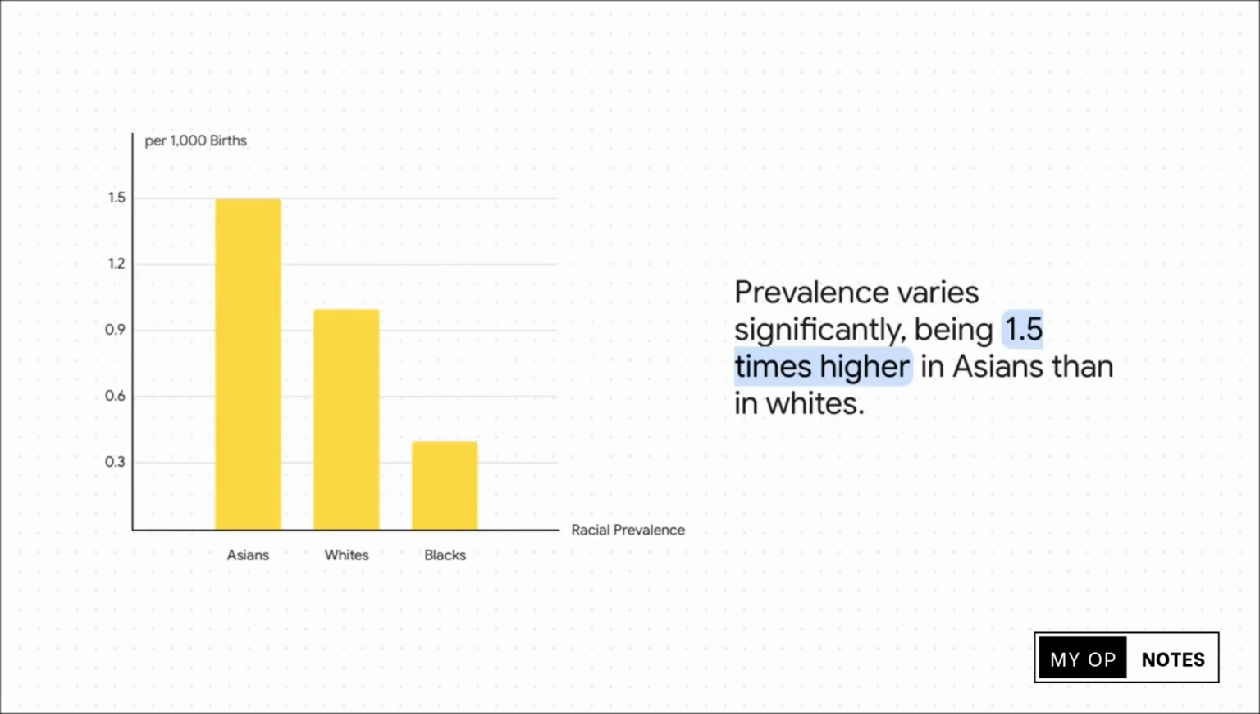You know, clefting is one of the most common major congenital defects in humans. But what's wild is how much the prevalence varies across different populations. We see it in about 1 in every 1,000 births among whites, but that rate jumps up to 1.5 times higher in Asians. And then the prevalence is lowest among blacks at about 0.4 per 1,000 births.